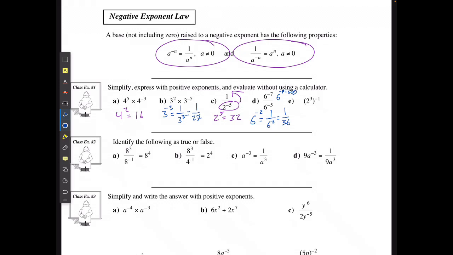And remember, if I'm doing my power of a power rule for E, then I'm going to take 3 times negative 1, which is 2 to the power of negative 3, which is the same as 1 over 2 to the power of 3, or 1 over 8 when I evaluate it.